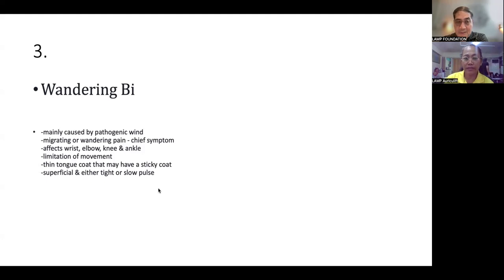Okay, can you tell us the tongue picture of somebody with wind P or wandering P? The tongue picture of the wind P is normal with a thin white coat.